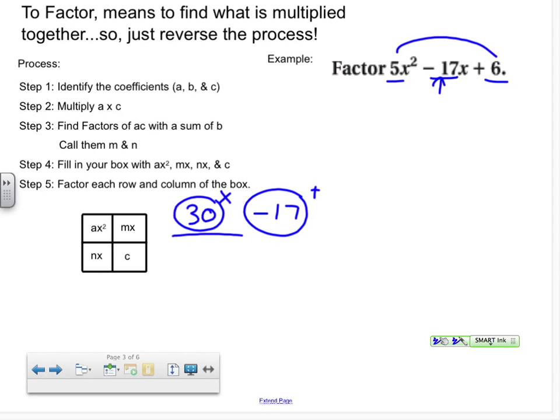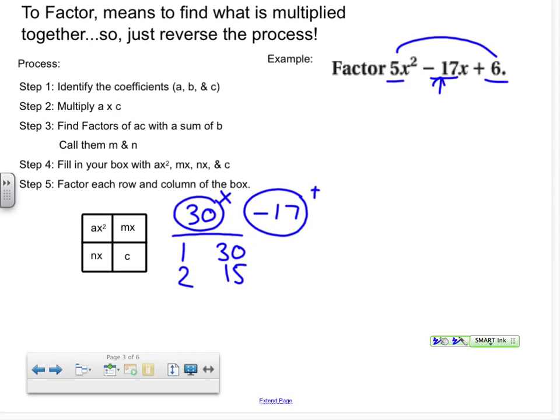So I'm going to start with the most simple number to multiply with, 1. 1 times 30 is 30. If I add those, I get 31. That's not negative 17, so it's not 1 and 30. Now try the next number. 1 doesn't work. Let's try 2. 2 times 15 equals 30. Well, 2 plus 15 equals positive 17. So 2 and 15 doesn't work.